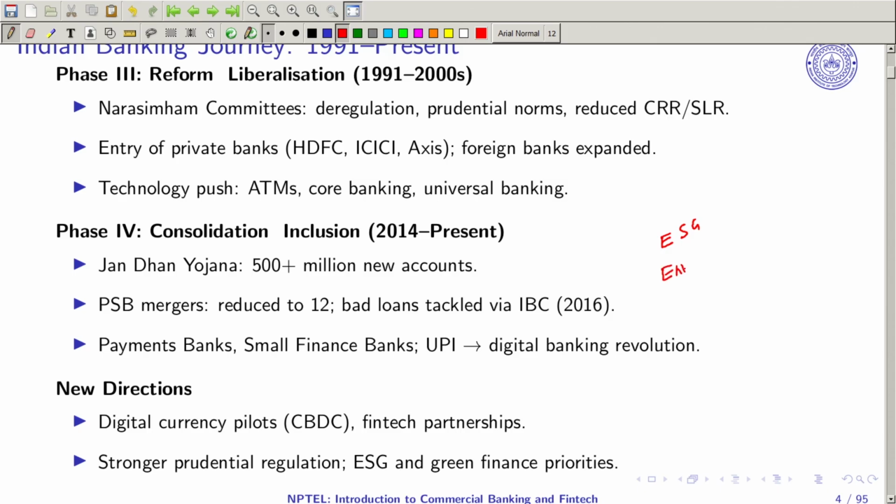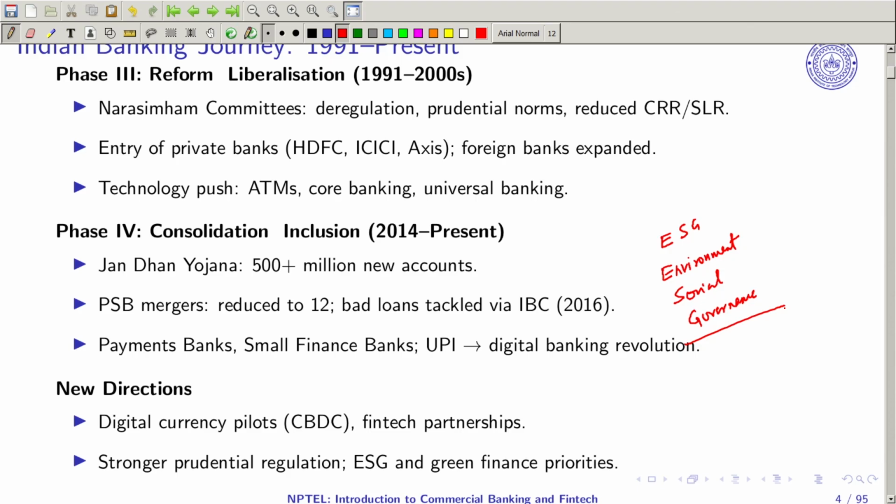So E is for environment, then S is for social, and G is for governance, right? So environment, social and governance, ESG, has started playing an important role, and we are seeing a whole lot of factors coming in, and they are producing a new type of data, and there are a lot of studies talking about the ESG domain.